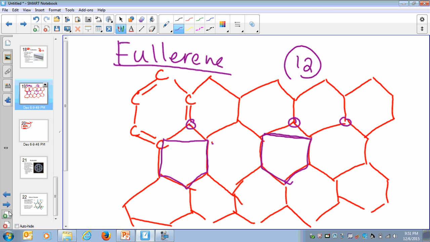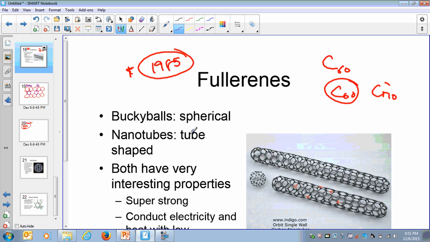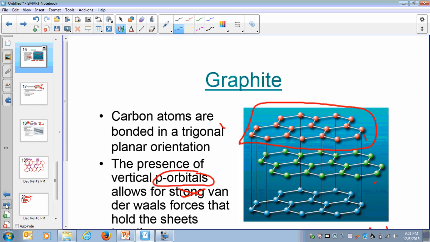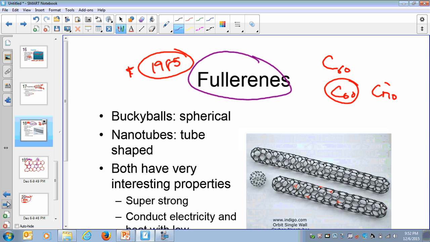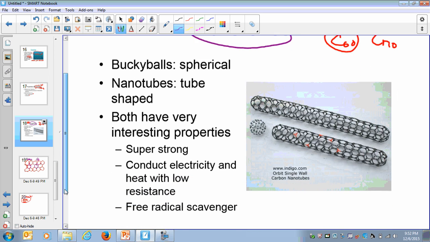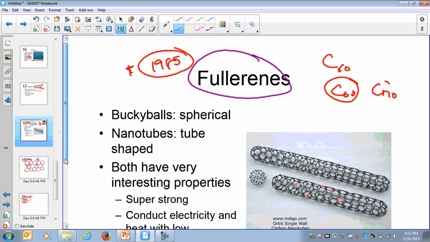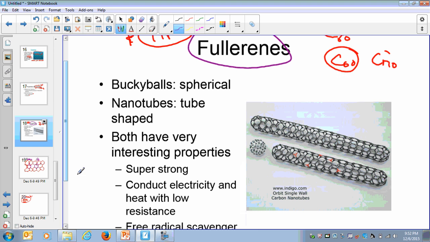Let me see where it is. So I'm introducing fullerene here. Fullerene is another allotropic form of carbon that was introduced in 1985. Of course, the scientists were given the Nobel Prize in, I guess, 1995, and they were researching at Rice University when they found this. We also call them buckyballs.